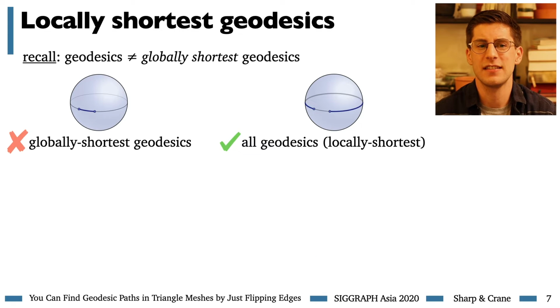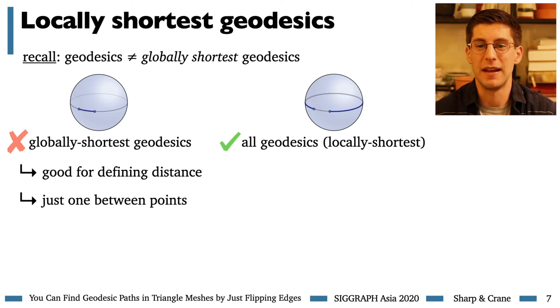When I say geodesics, you probably think first about shortest geodesics, but generally there are lots of geodesics other than the shortest one. A geodesic is more like a straight line or just a locally shortest path along a surface. Globally shortest geodesics make a lot of sense when measuring distance, but not quite as much sense for other applications, mainly because there's just one of them between any 2 points.